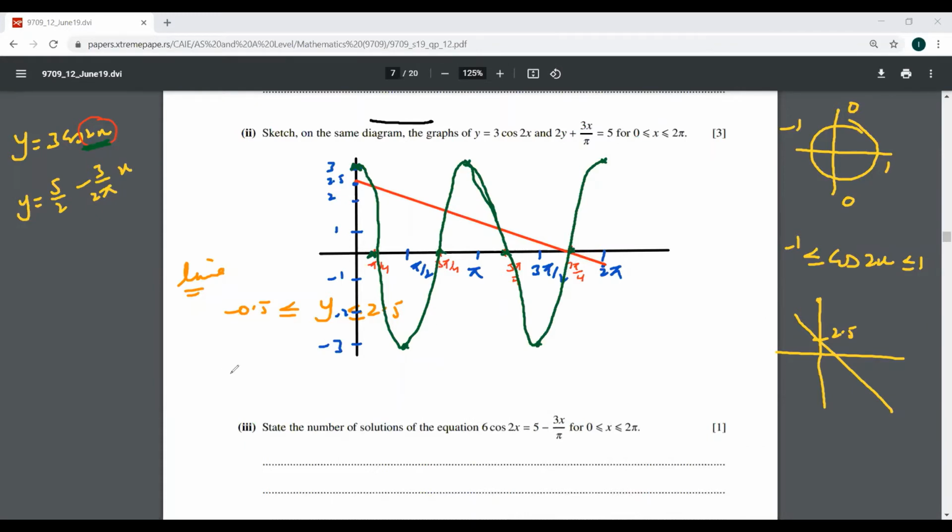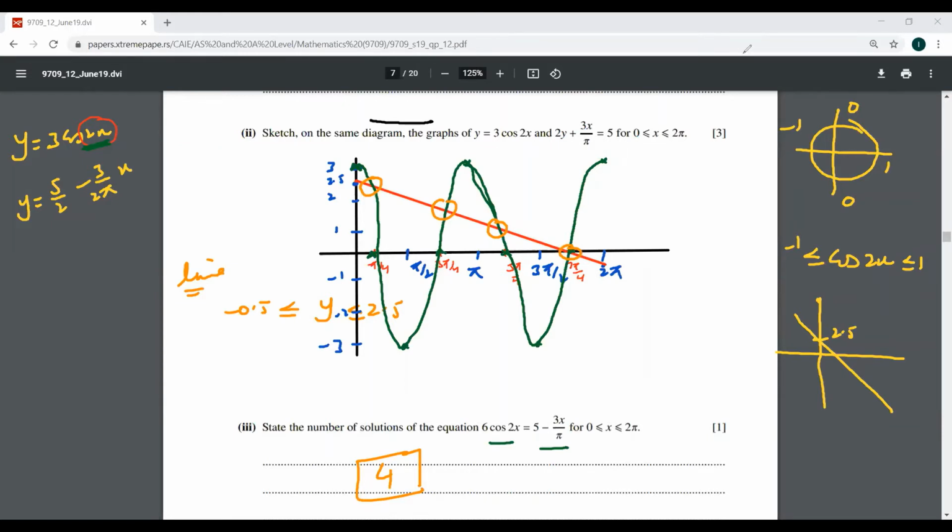Okay, then it says state the number of solutions of the equation this. So he has simply equated both of them. You have to see how many times these two graphs are intersecting. So there is this 1, 2, 3, and there is 4. That means there are 4 solutions. The answer is going to be 4 over here.